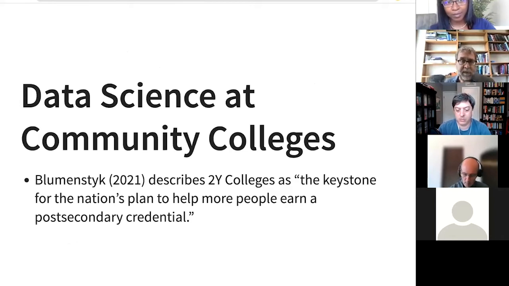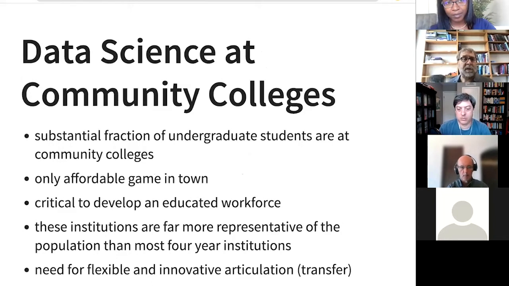Goldie Blumenstick from the Chronicle of Higher Education describes them as the keystone for the nation's plan to help more people earn a post-secondary credential. I think they're absolutely critical. We know that there's a substantial fraction of our undergraduate students who are at community colleges. There are more people taking introductory statistics at community colleges than at four-year institutions. It's the only affordable game in town.